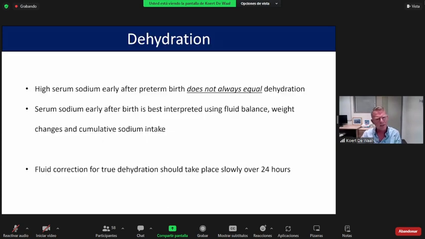So I would summarize this on dehydration: a high sodium early after birth does not always equal dehydration. If you want to interpret the serum sodium, you probably need more information, the actual fluid balance, which is difficult to measure, but you can look at weight changes early on and particularly calculate your cumulative sodium intake to interpret your sodium. If you then find that there is dehydration, it generally would not be severe and not intravascular. So fluid correction for true dehydration probably should take place slowly over the next 24 hours.